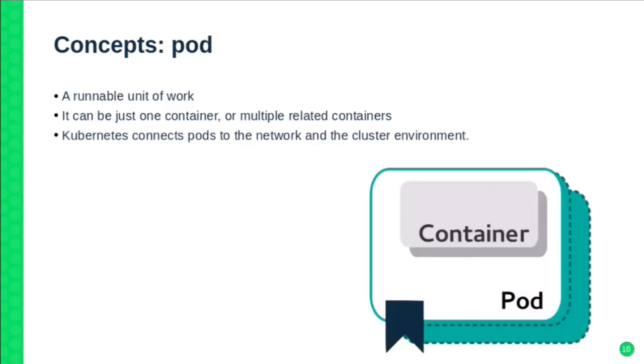But even then, Kubernetes offers an abstraction on top of containers, which are called pods. And pods are the basic runnable unit of work. So in Kubernetes, you do not manage containers, you manage pods. In a pod, you can have one single container, but you can have multiple related containers, that's fine. And when you deploy containers in a pod, the associated network of the cluster environment gets hooked into pods, so pods can talk to other pods through the cluster environment. We will see more about that.